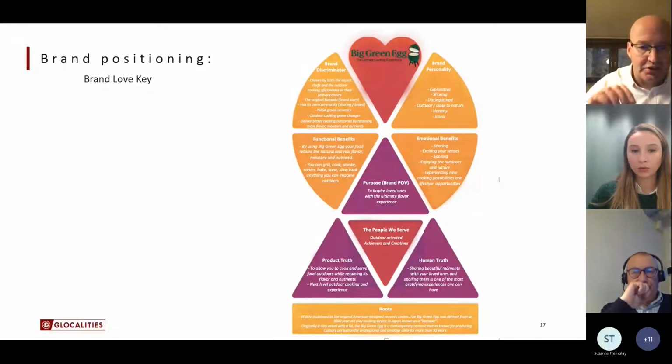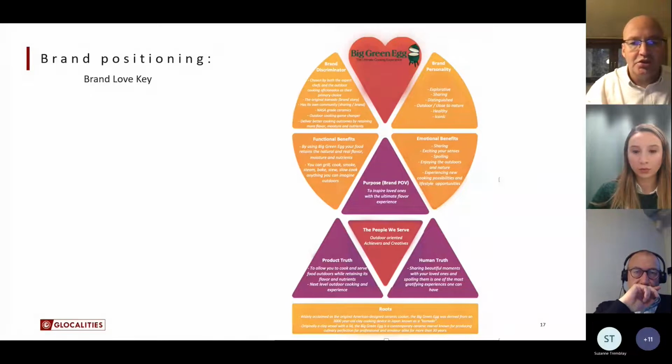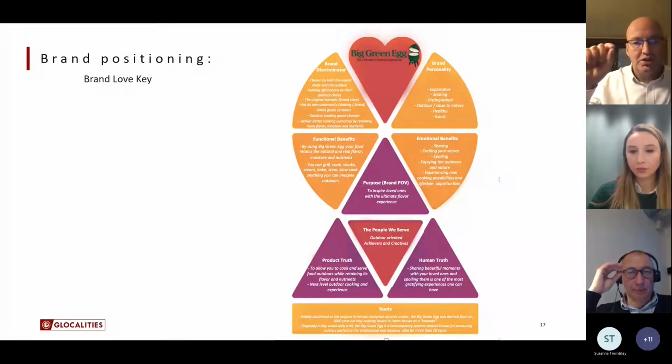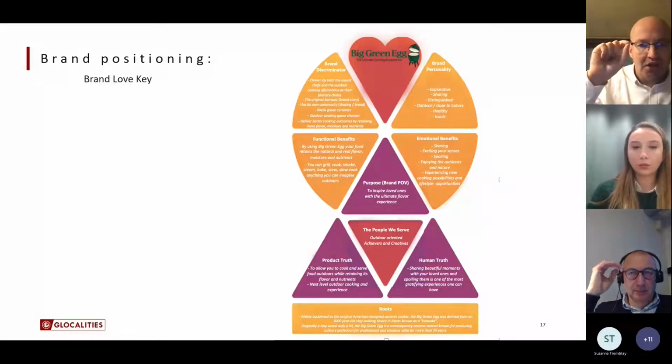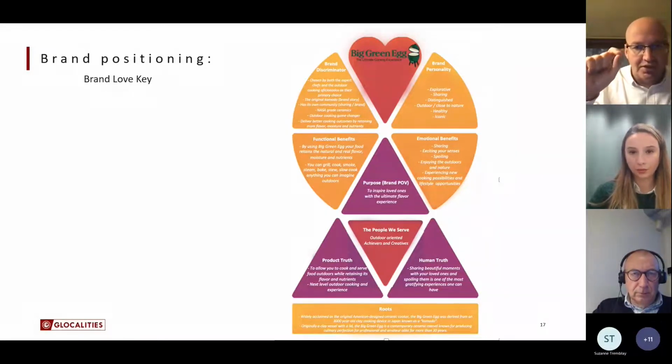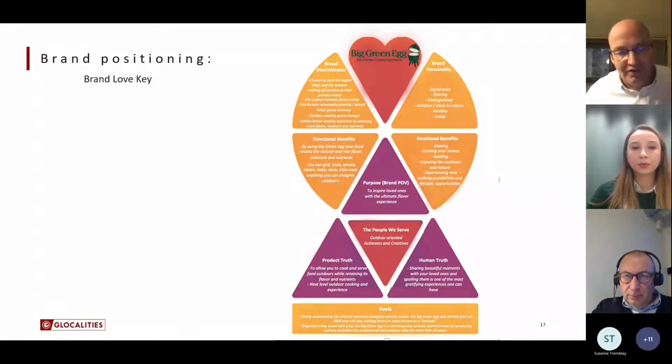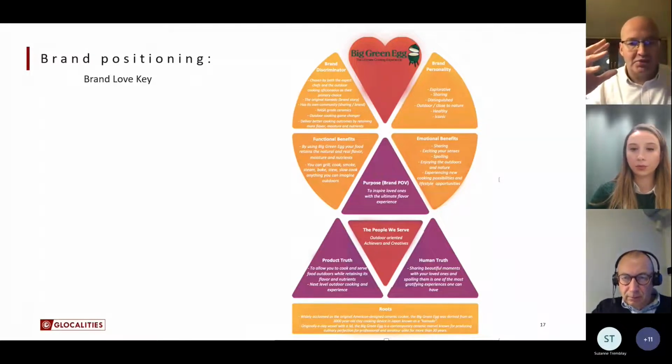And here we built a brand positioning. Now, if you look at that big red dot or triangle in the middle, it is the people we serve. Those are outdoor-orientated achievers and creatives. So what we did is we recognized all the outdoor cookers that were achievers and creatives. We took all the values and social cultural aspects together, and we brought them together in one, first, the brand positioning.